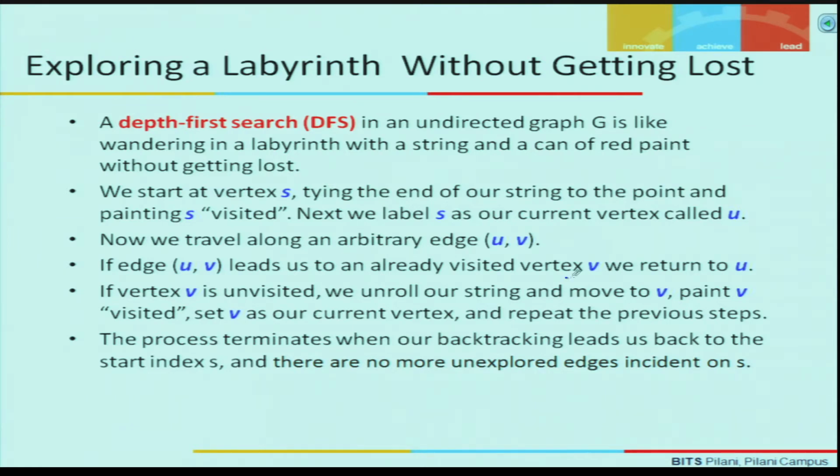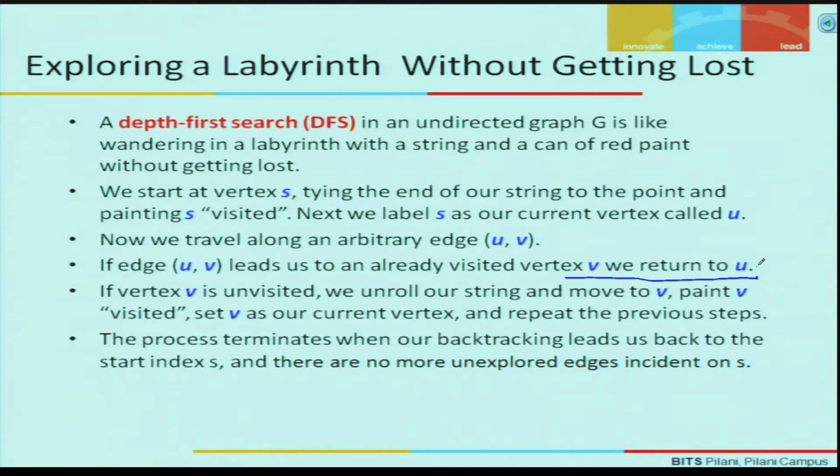when we return, if we encounter a vertex which is already visited, this returning procedure is called a backtracking procedure. So, the process terminates when our backtracking leads us back to the index that we started and there are no more unexplored edges incident on S.